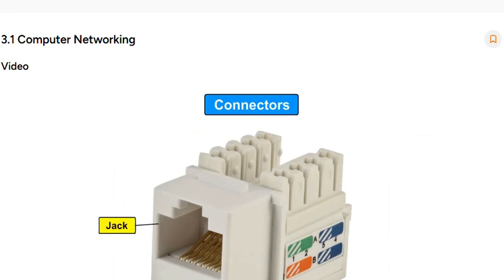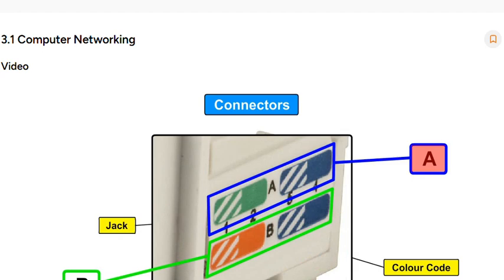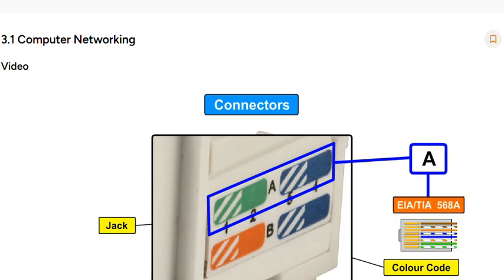As you can see, jack has color codes defined on both the side. There are two color codes defined, A and B. A refers to color code standard 568A, whereas B refers to color code standard 568B.